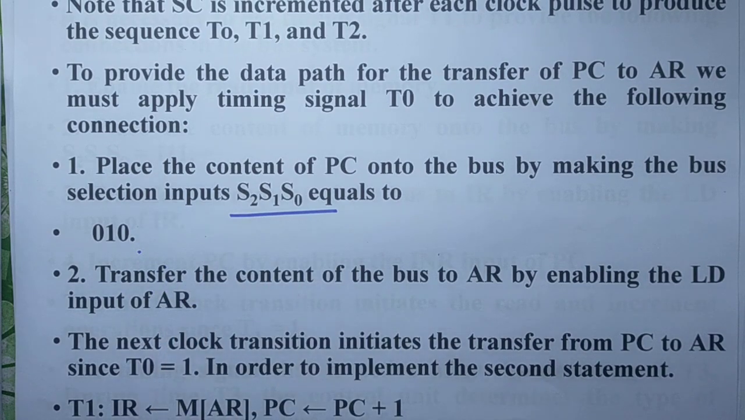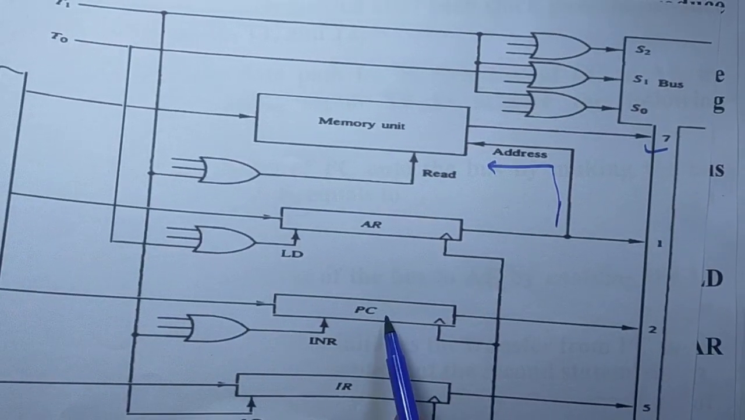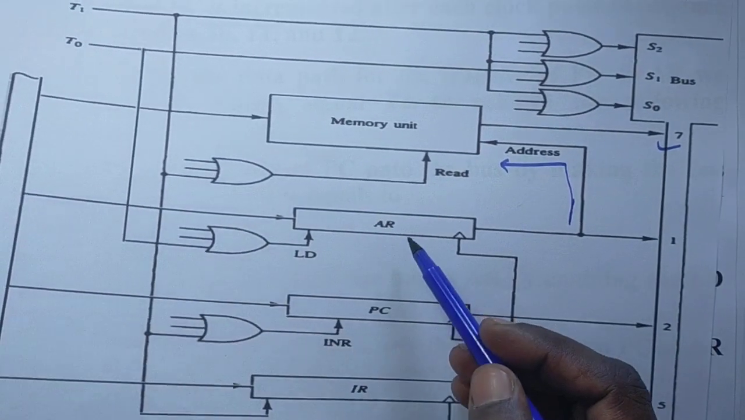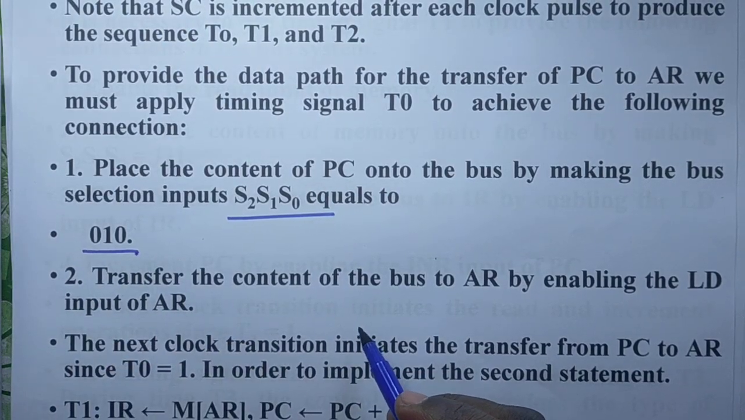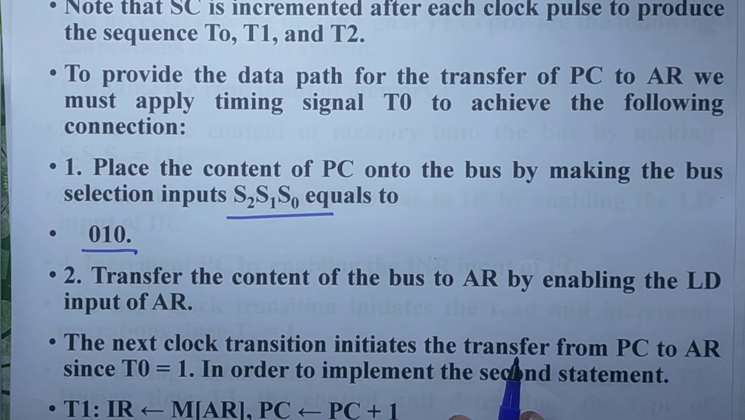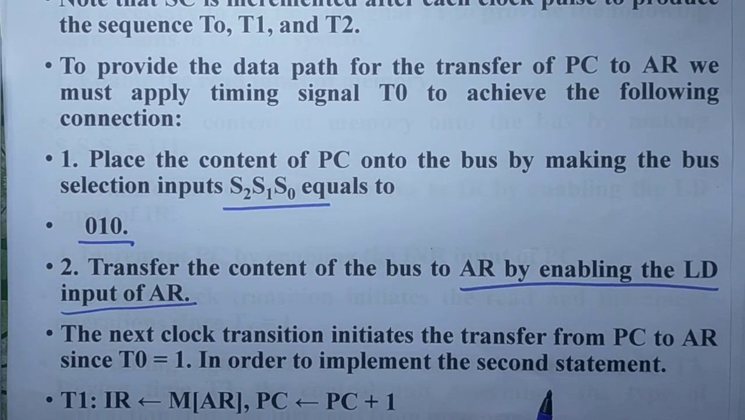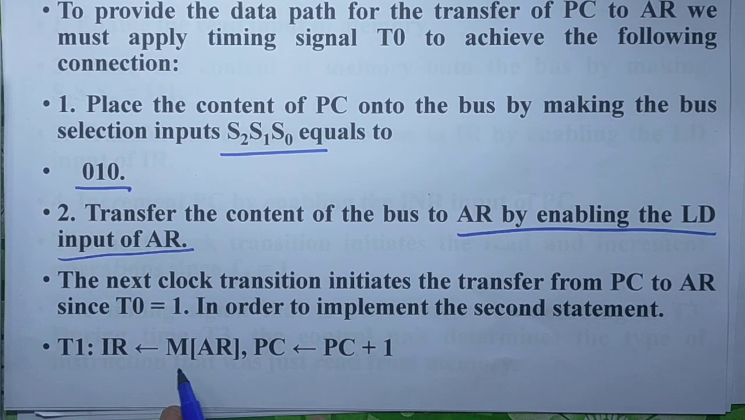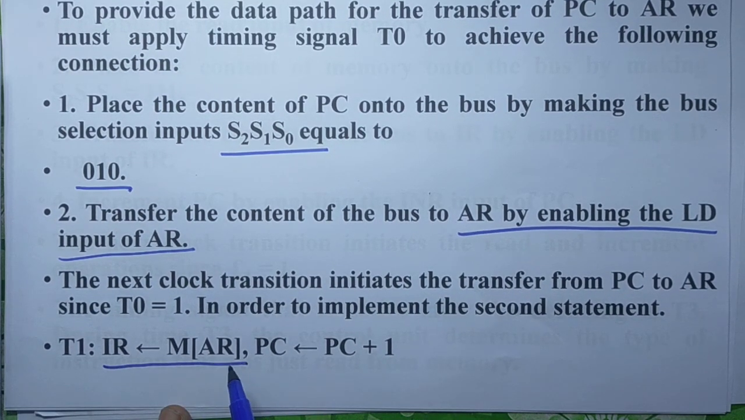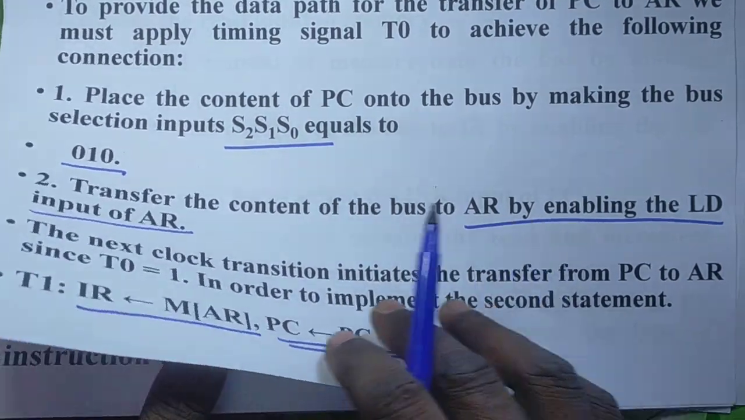That is the PC. Whenever it is 0, 1, 0, that is 2, and 2 means PC: PC data is transferred to the bus, the bus receives it and it is transferred to AR. The content of the bus is enabled to load into AR at T0. Then at T1, very simply, the data is transferred from memory to IR, and PC is increased at T1 time. This is the basic concept.